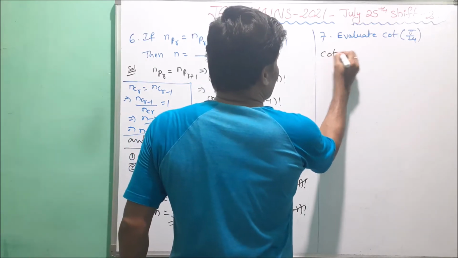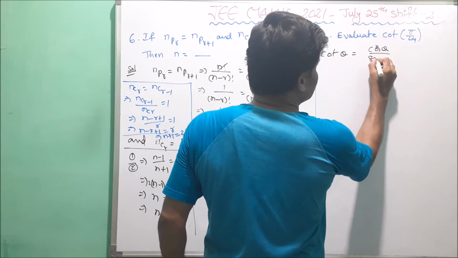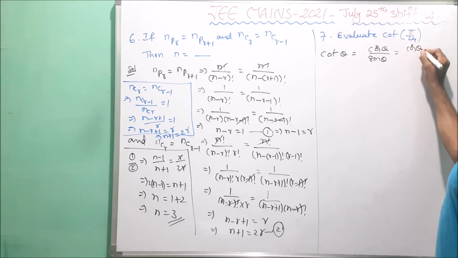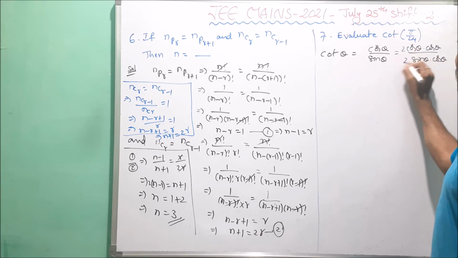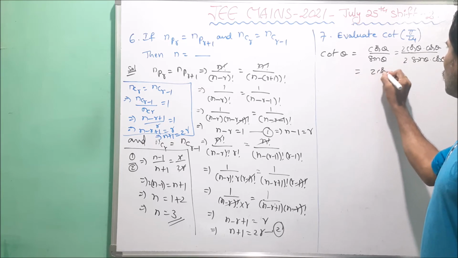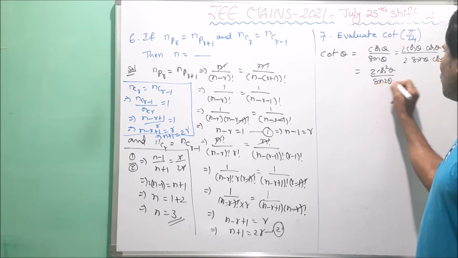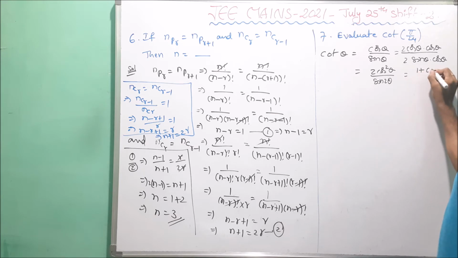Now first we take cot theta. Cot theta means we write cos theta by sin theta. Here multiply with cos theta, cos theta into cos theta by sin theta into cos theta, and also multiply with 2. Then we write 2 cos square theta by 2 sin theta cos theta, that is sin 2 theta. 2 cos square theta can be written as 1 plus cos 2 theta by sin 2 theta.